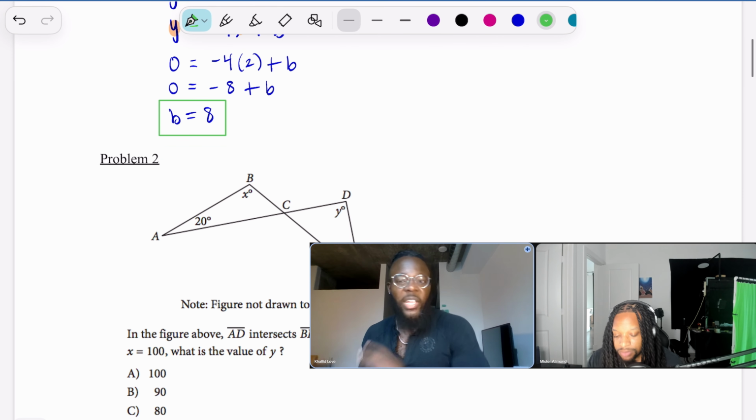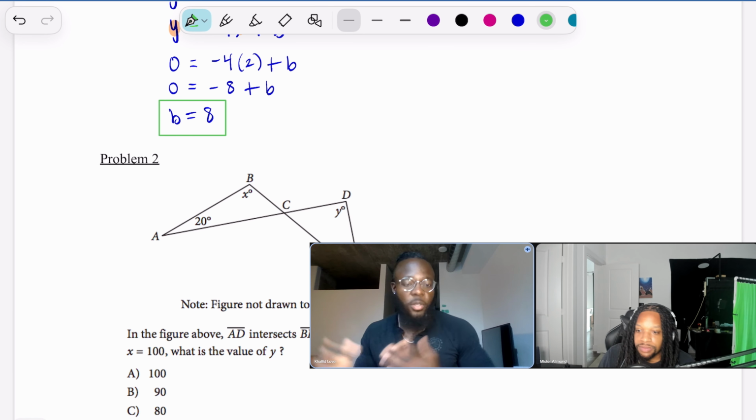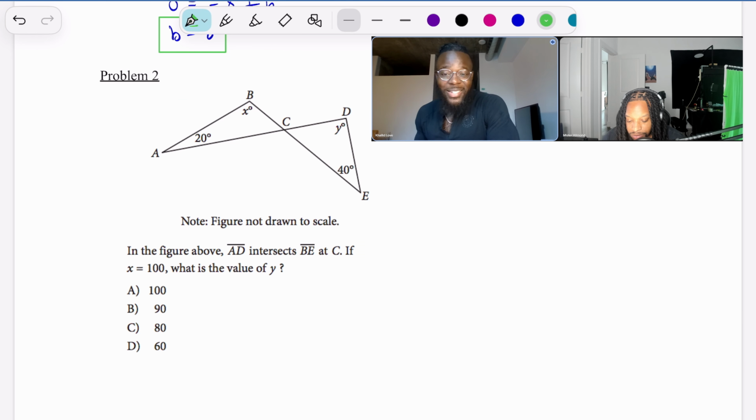So number two, we try to give y'all a mix of algebra and geometry, a little variety. Segment AD intersects segment BE at C. If x equals 100, what is the value of y? If x is 100, what is y?